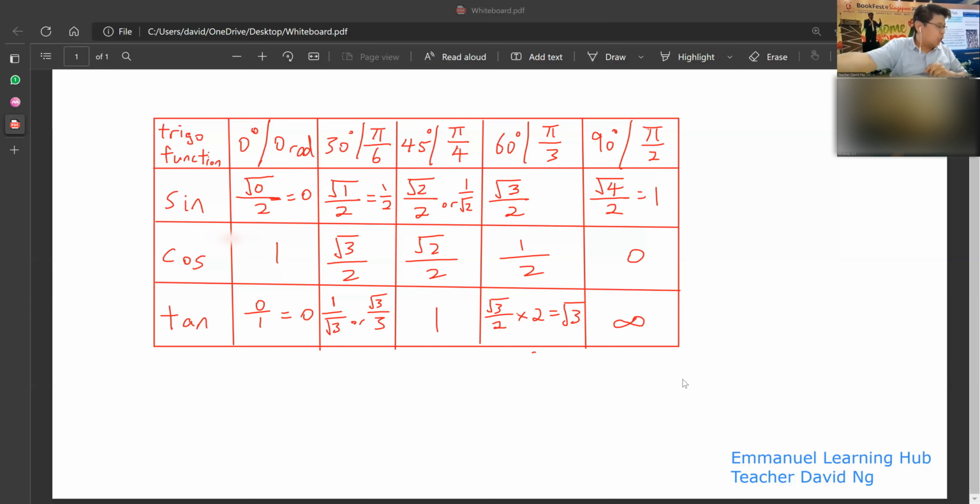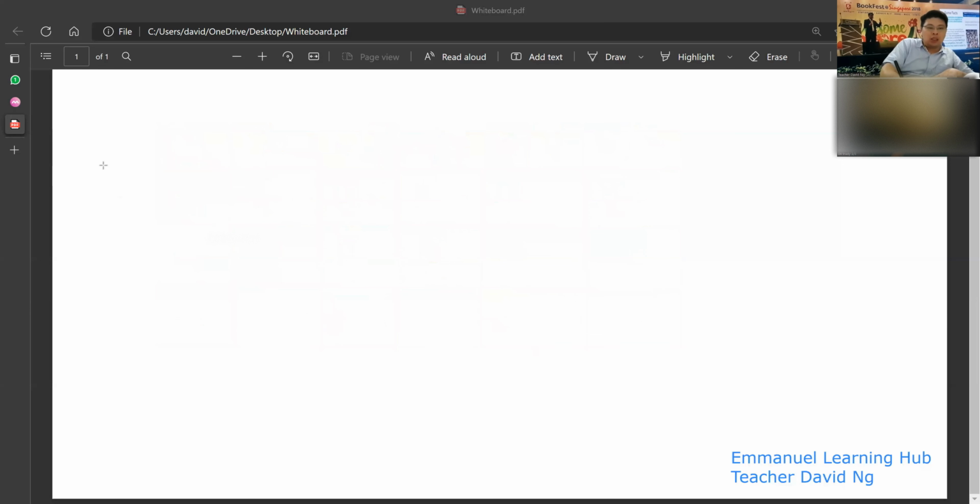Okay, then the next part is the ratio of general angles. Okay, for trigonometry, you need to remember this thing. Okay, these are the four quadrants. ASTC. Okay, what do I mean by ASTC? A stands for all. S stands for sine. T stands for tangent. C stands for cosine.